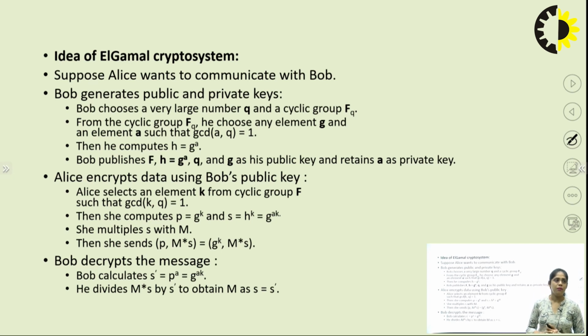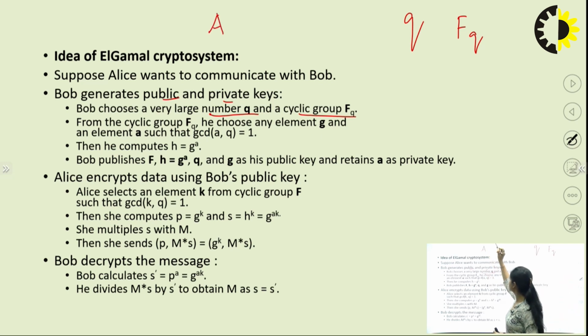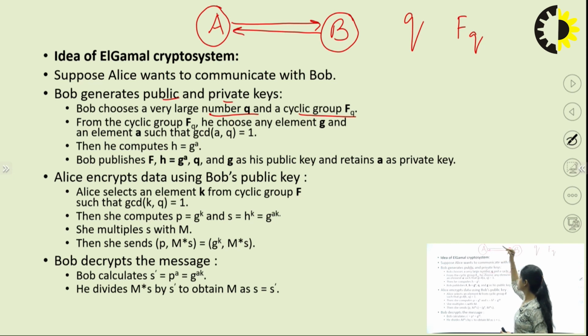So let's have an idea about this Elgamal crypto system. First of all, we are going to talk about the various steps one by one. Suppose Alice wants to communicate with Bob. Bob generates the public key and private key. Bob chooses a large number q and a cyclic group F_q. So two persons are there, Alice and Bob, A and B, and they want to start communication like this.